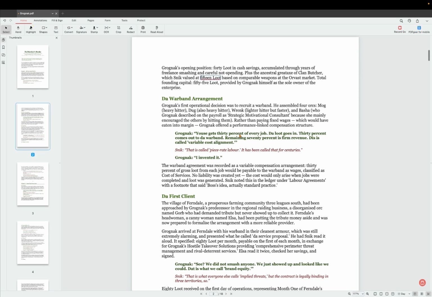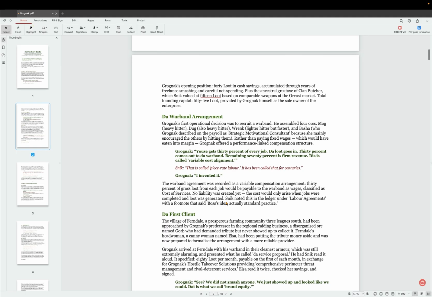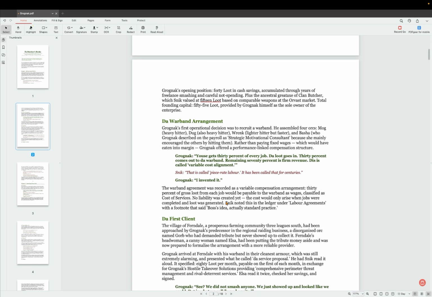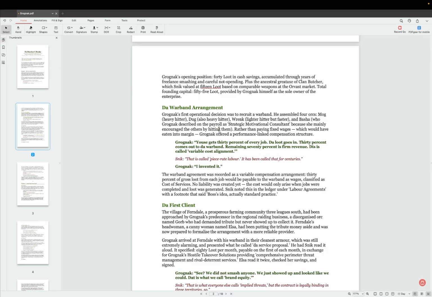And both of these resources become assets of the business because they will be used in the company's operations. Since Grognak is the owner, these resources represent the owner's investment into the company. So economically, what is happening here is that the business receives assets from the owner, and the owner's equity in the business increases by the same total value.